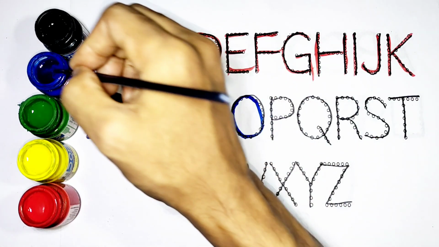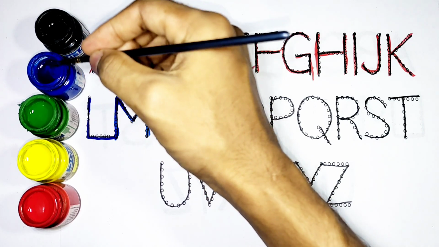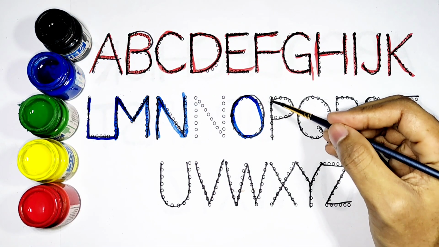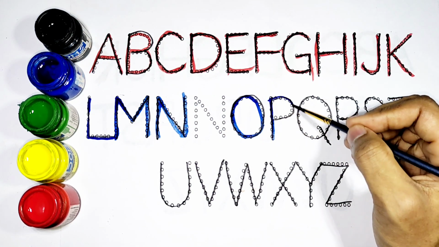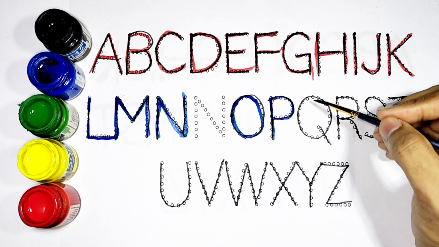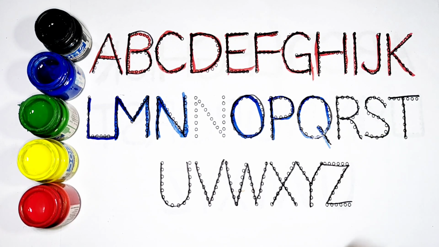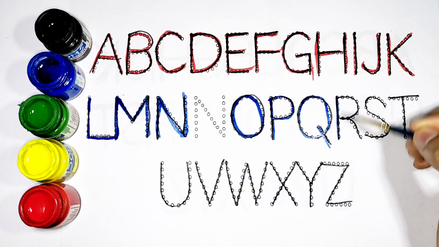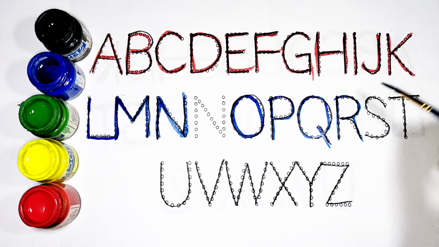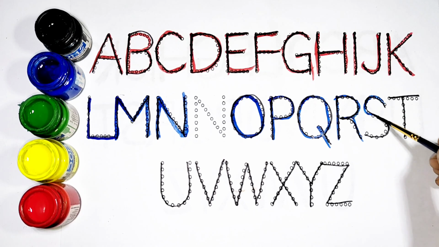O for octopus. Kids, the next one is P. P for parrot. Q for queen. R for rose, R for rice, and the next one is S. S for sun, S for snake.